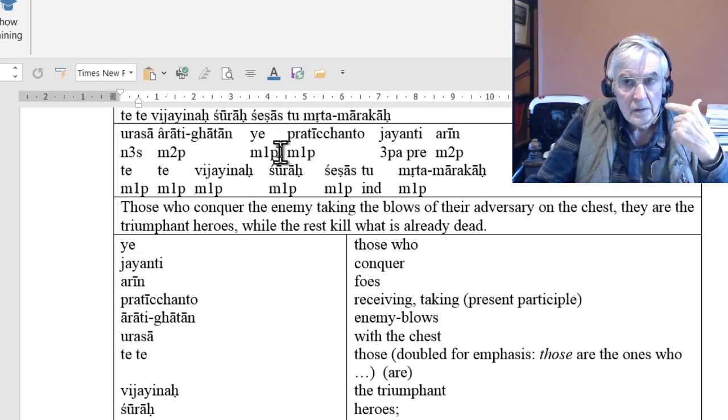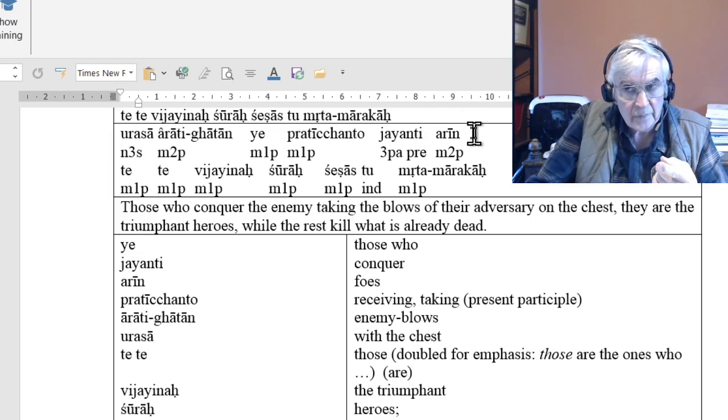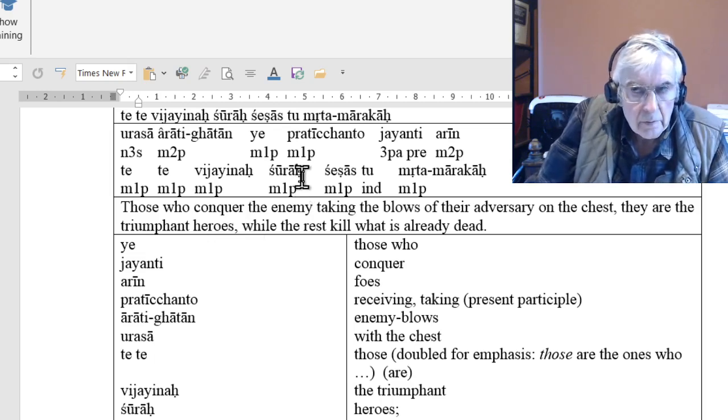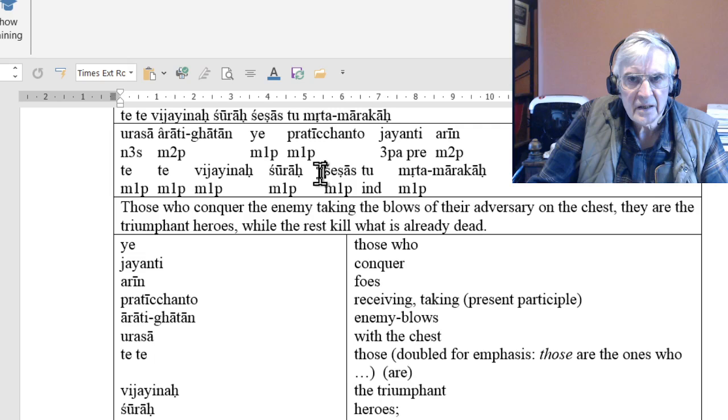receiving the blows of the enemy with the chest defeat their enemies. Te te vijayana, they are the real heroes. So they're the real conquerors and heroes.